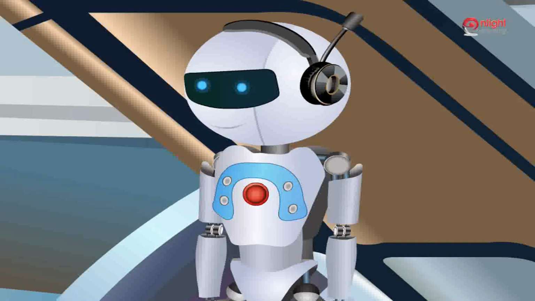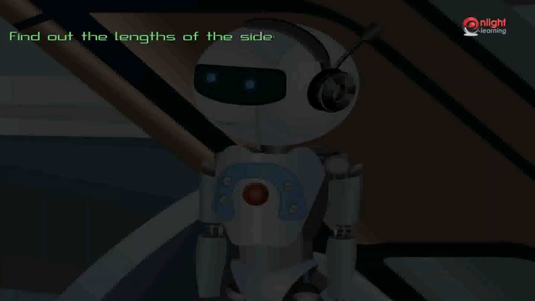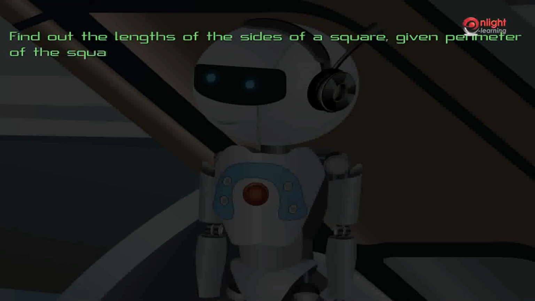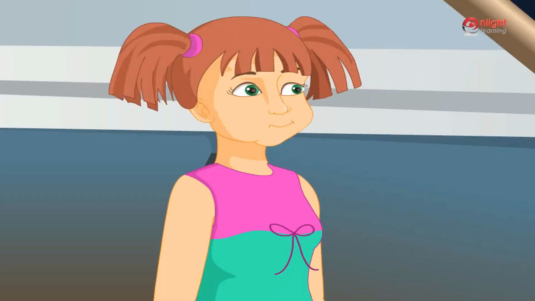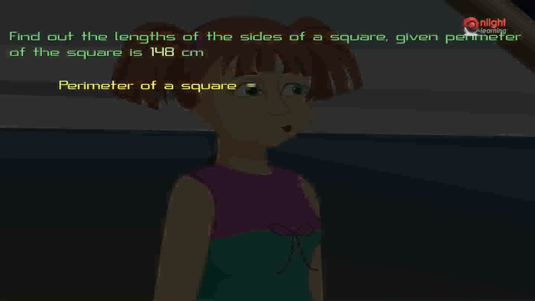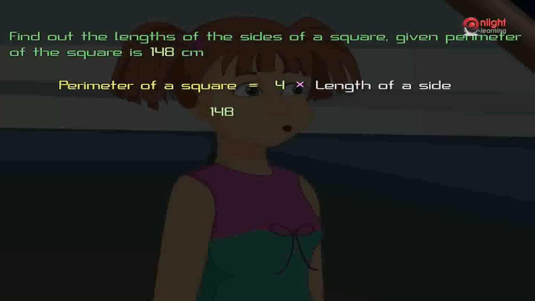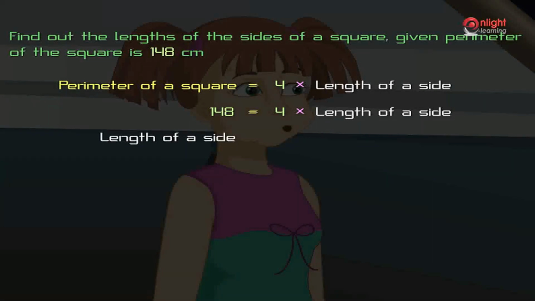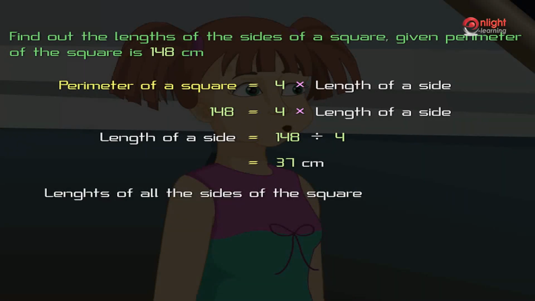Very good. Akshita, can you find out the lengths of the sides of a square given the perimeter of the square is 148 centimeters? Perimeter of a square is equal to 4 times the length of the side of a square. Hence, 148 is equal to 4 into the length of the side, which implies the length of a side is equal to 148 divided by 4, which is equal to 37 centimeters. Hence, the lengths of all the sides of the square are 37 centimeters.